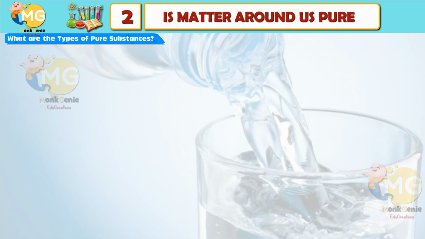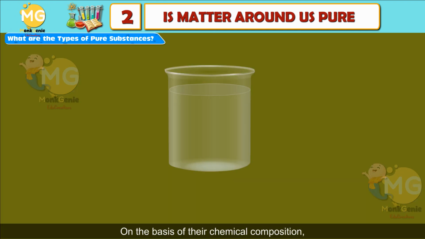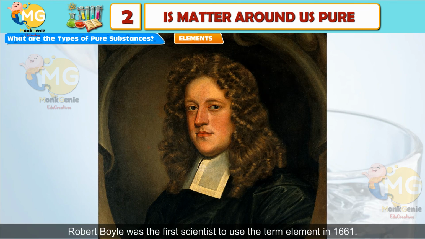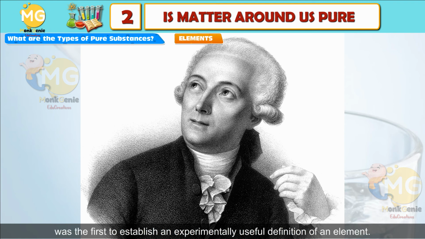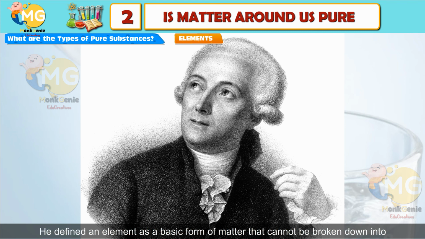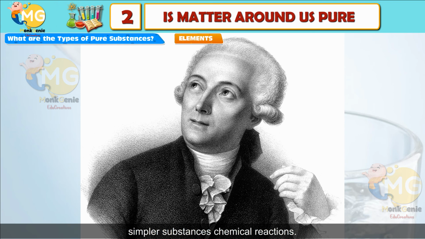What are the types of pure substances? On the basis of their chemical composition, substances can be classified either as elements or compounds. Elements. Robert Boyle was the first scientist to use the term element in 1661. Antoine-Laurent Lavoisier, 1743-94, a French chemist, was the first to establish an experimentally useful definition of an element. He defined an element as a basic form of matter that cannot be broken down into simpler substances by chemical reactions.